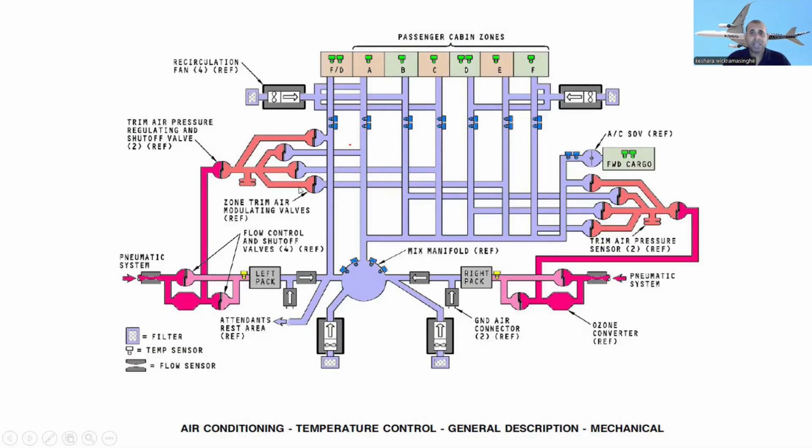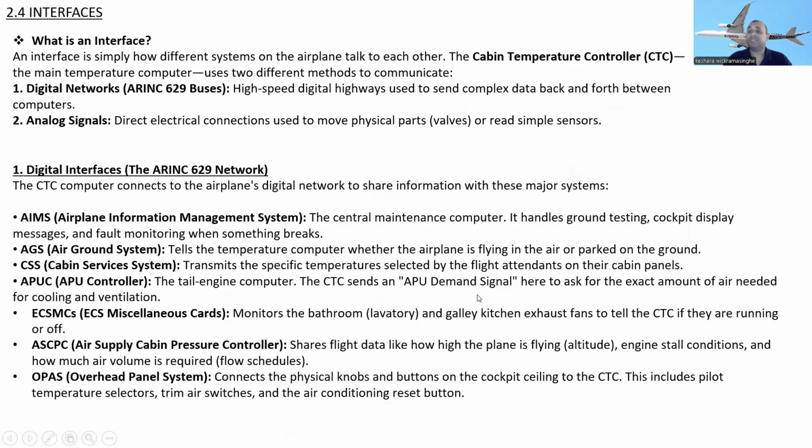Let's say this E section is too cold, then this valve opens a little bit and the hot air mixes in, and this area will become a little warmer. So this is how they control the temperature inside the zones. All right, now let's go to the interfaces.